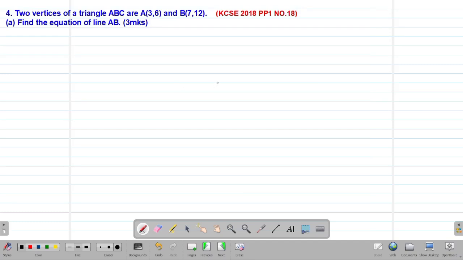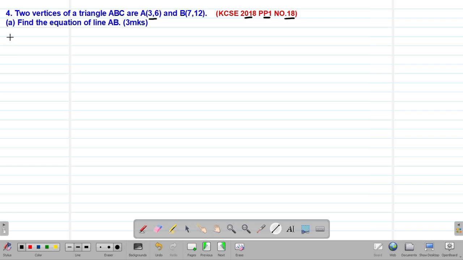It's our 6th lesson on a Form 2 mathematics topic called equations of a straight line. We are looking at our 4th example, which is a past KCSE question tested in 2018, Paper 1, question number 18. It reads: two vertices of a triangle ABC are A with coordinates (3, 6) and B with coordinates (7, 12). In part of the question, we are required to find the equation of the line AB.